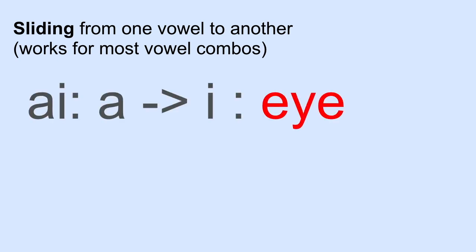For example, we have the letter combination A and E. What we need to do is first pronounce A, then slide into E as smoothly as you can. Let's try it. I. That's right. So you produced the sound that is English I, right? That's very easy. Let's look at another example.